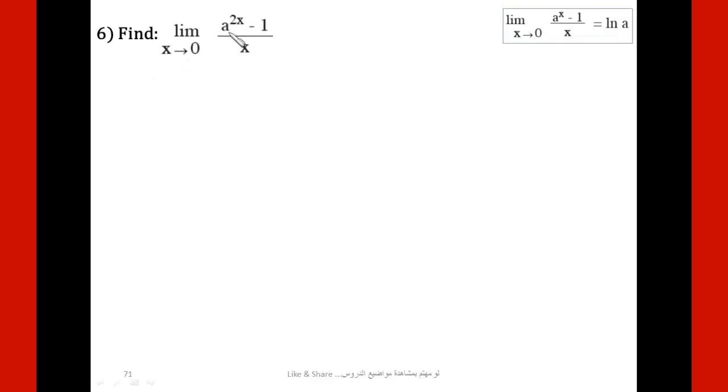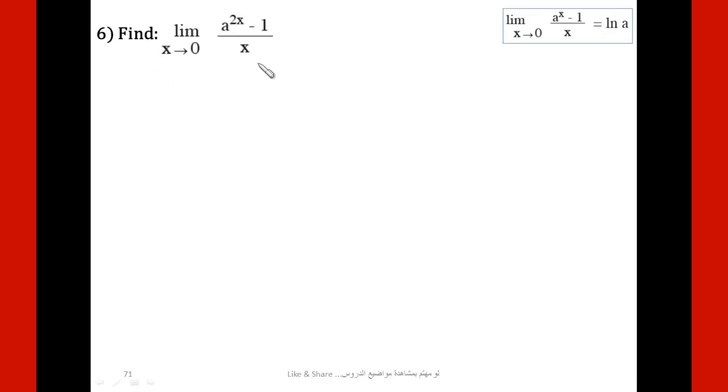Find the limit of a power 2x minus 1 over x when x tends to 0. Here, note that the limit is in the form of the rule, but there is something different. The coefficient of x is the same in the power and in the denominator, but the coefficient here is different. The coefficient of x in the power is 2, and in the denominator it is 1.